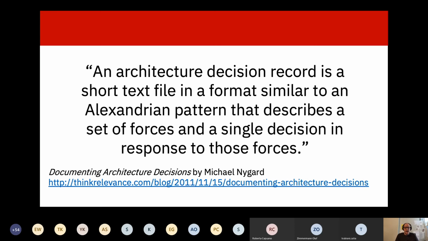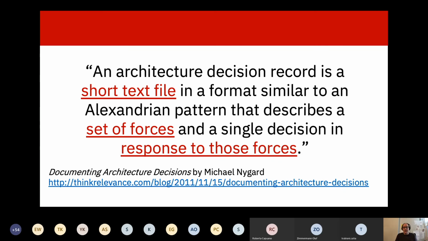This definition back in 2011 by Michael Nygard is probably one of the more popular ones recently. And basically, it frames a decision record as a short text file in a format similar to an Alexandrian pattern that describes a set of forces and a single decision and the responses to those forces. If you're familiar with patterns, then this is going to be very familiar to you. Basically, a context, a decision, and then the way the world changes as a result of that decision.